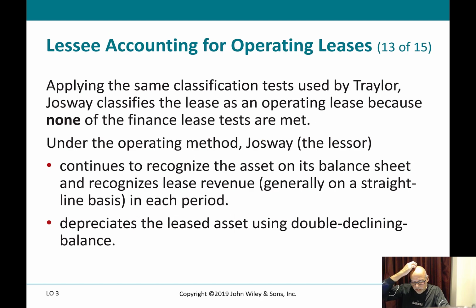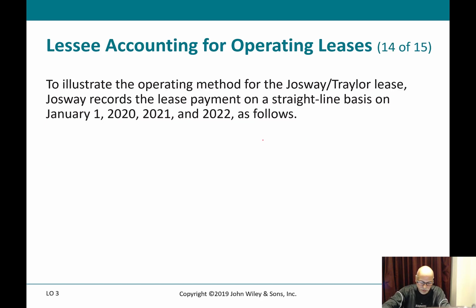Okay, so the lessor accounting is the same criteria. If we don't meet any of the financing lease requirements, then we treat it as an operating lease. Lessor does the same thing. This is a little confusing because they forgot to change these slides to lessor. We're doing the lessor's accounting now.